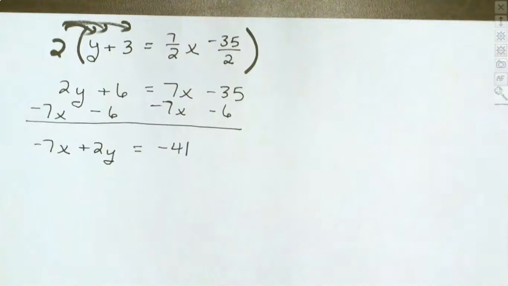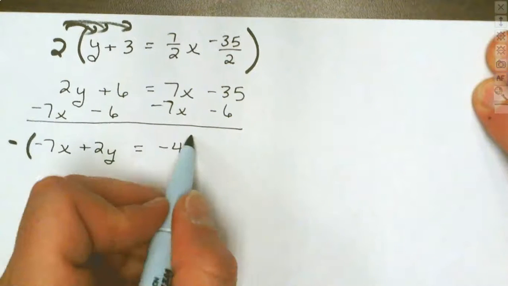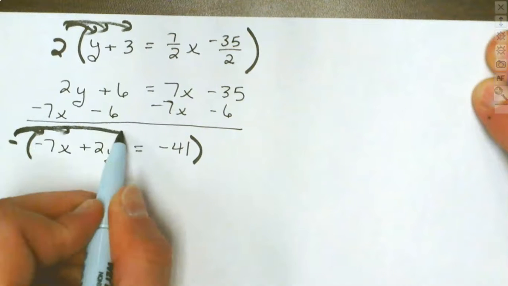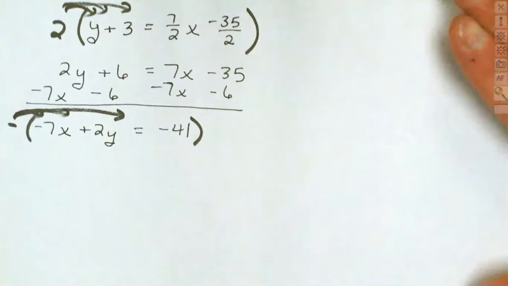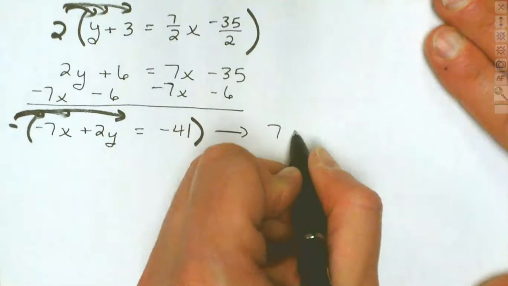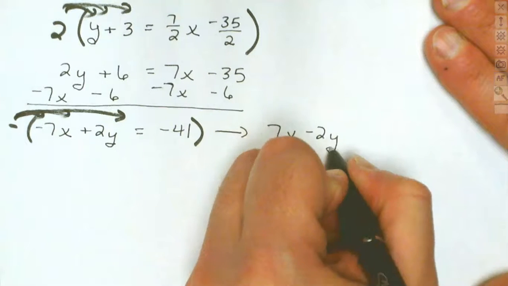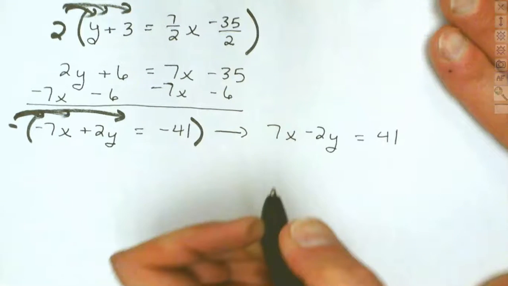Yep, we're not quite there yet. We can either divide by a negative 1 or just multiply it all by a negative. It's the same concept. I usually just multiply by a negative, but same thing as dividing. Distribute that negative through. And now we have it in standard form. And that is now 7x minus 2y equals 41.